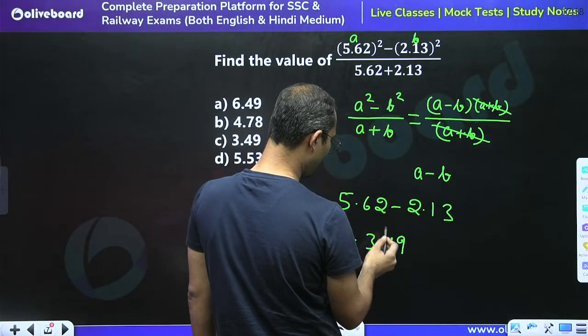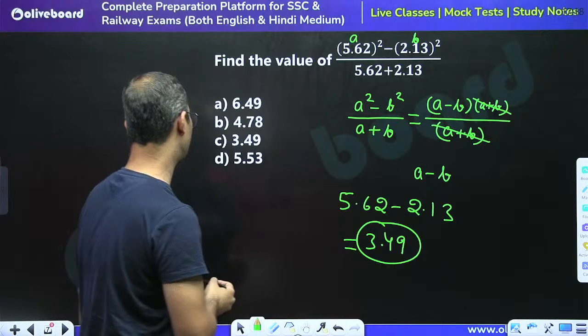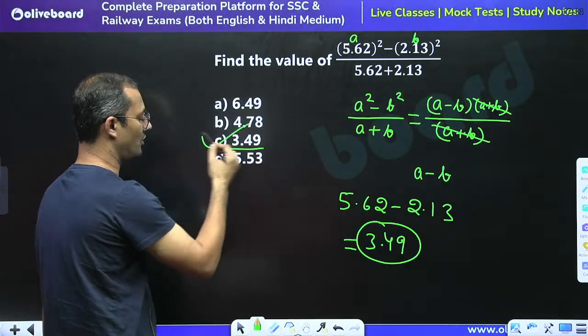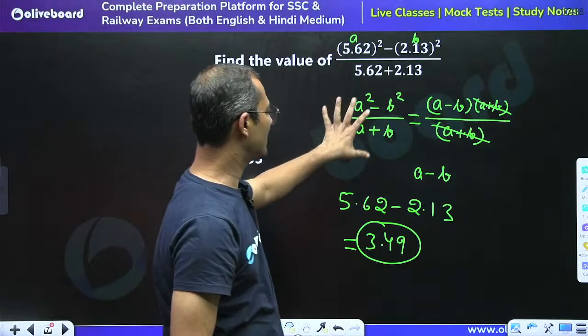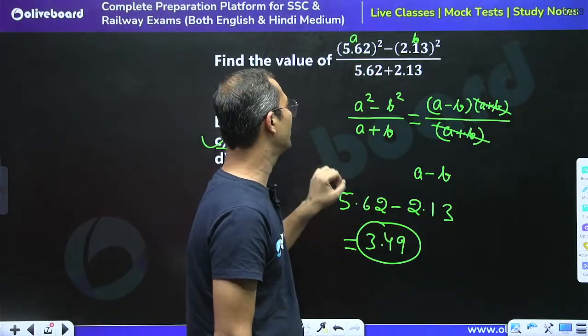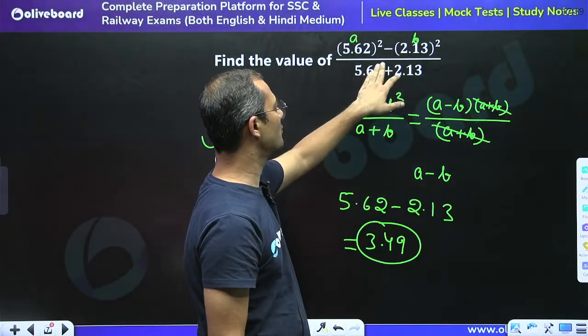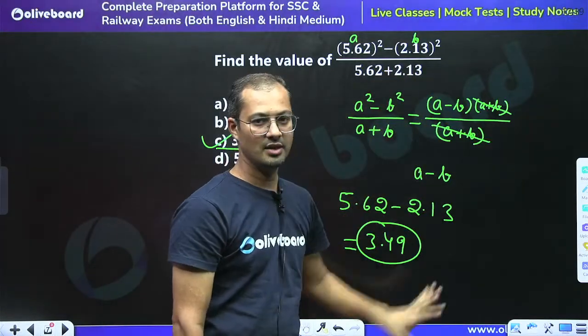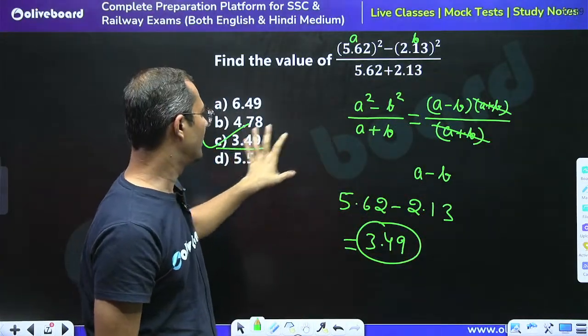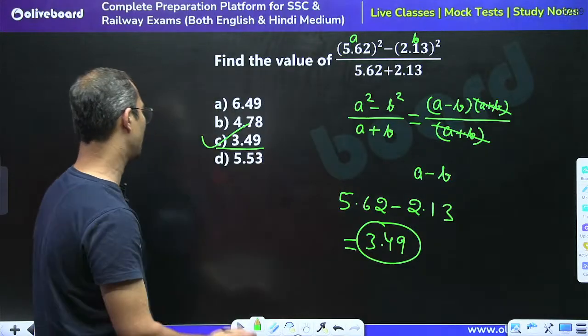So we will get 3.49. See, 3.49 is the right answer. So option C is the right answer. Yes, option C is the right answer. So just by observation, directly we can say that the answer is 5.62 minus 2.13, right? Need not write this much, right? So just by observation, without pen and paper, we can check the answer, right?